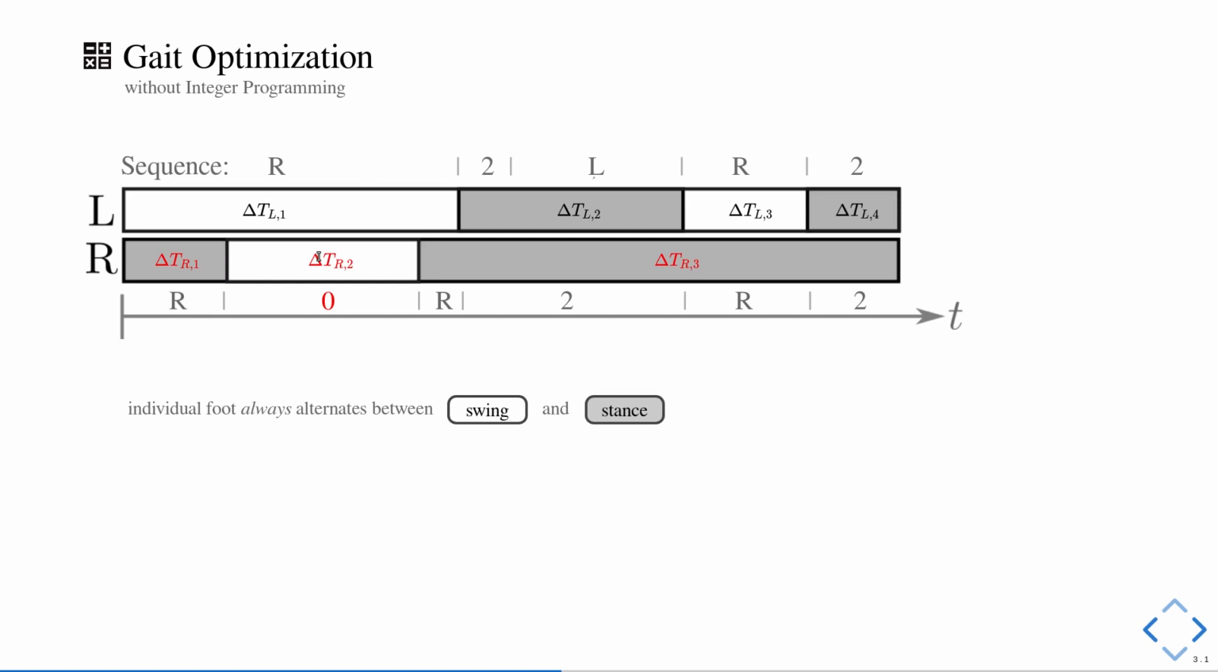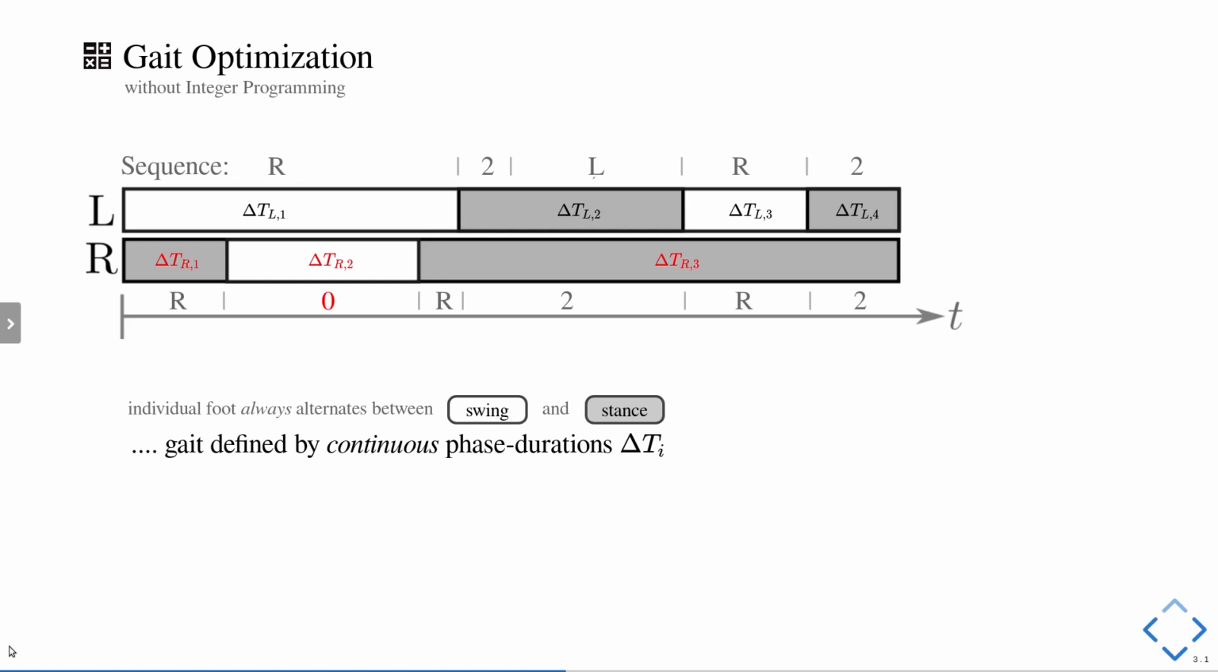So what this means is that a gait does not have to be defined through integer variables, but a gait can be fully defined by the continuous phase durations of each individual leg's swing and stance phases. And this is great news because these continuous variables, delta t, are variables that we can throw into our nonlinear programming solver because they are continuous. This is the high-level idea we're going to be using in order to allow our optimization algorithm to determine the best gait for our task.